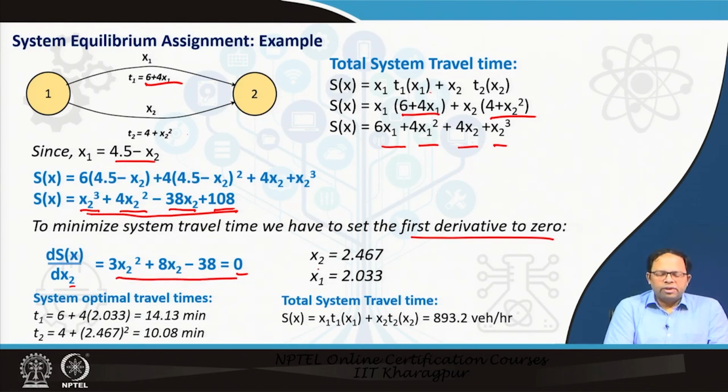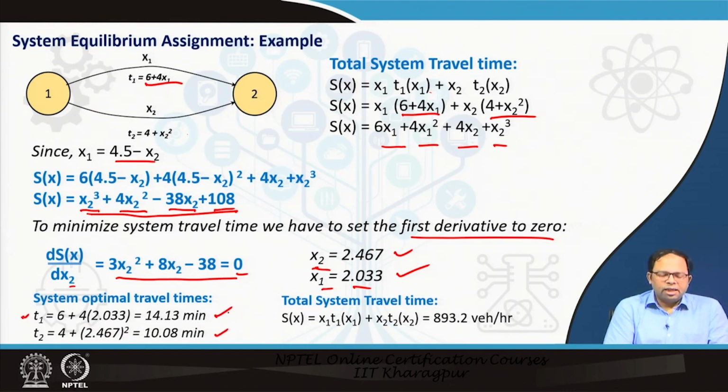When we solve this, again it's a x square form, we can solve this, and we get, like the last time, x2 equal to 2.467 and x1 equal to 2.033. So this is the volume along x2 and this is the volume along x1. When I put these volumes into the travel time calculation, T1 becomes 14.13 minutes and T2 becomes 10.08 minutes.